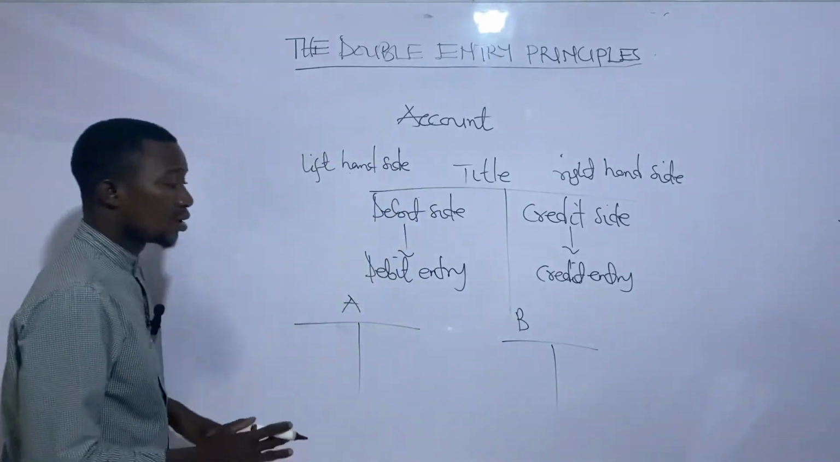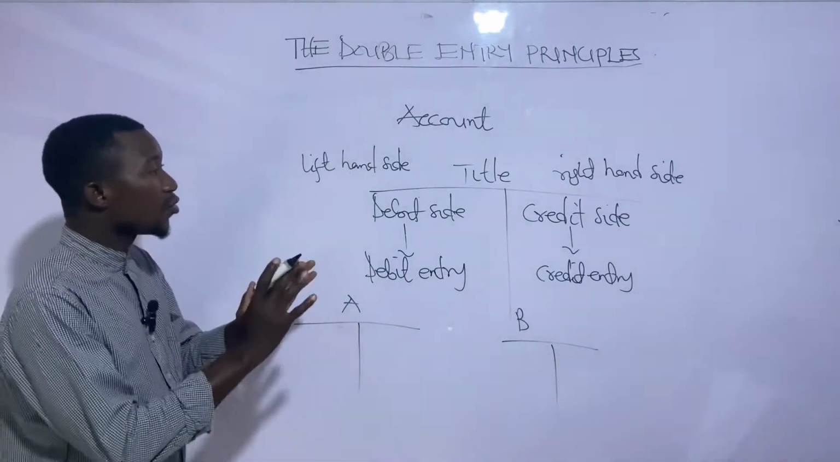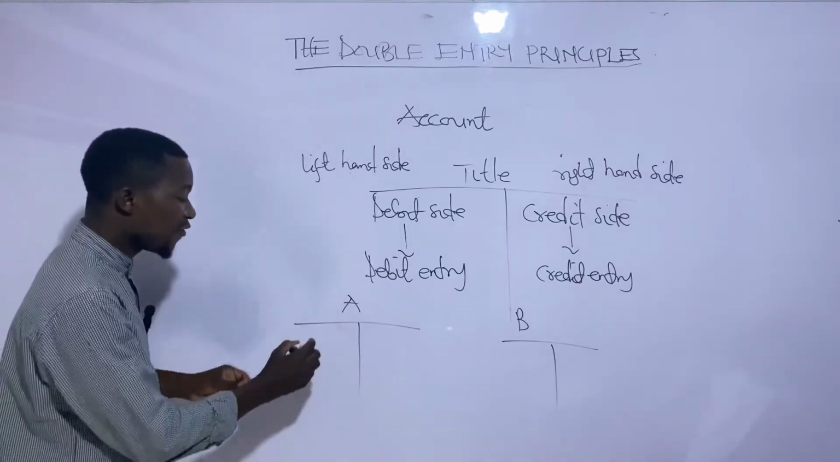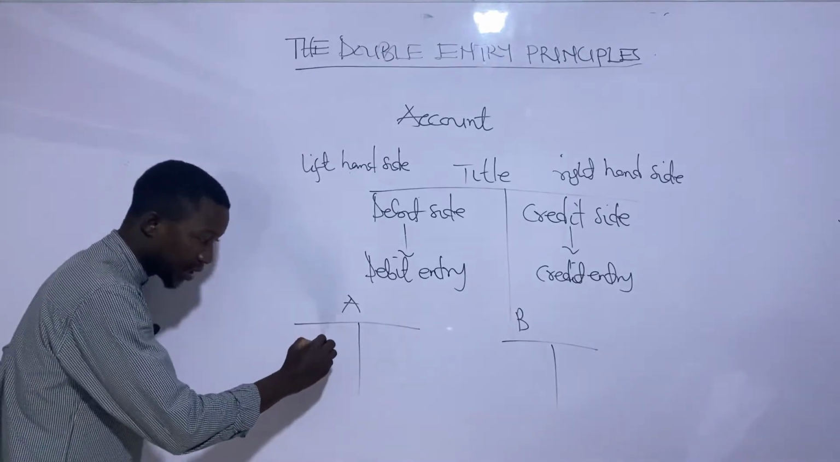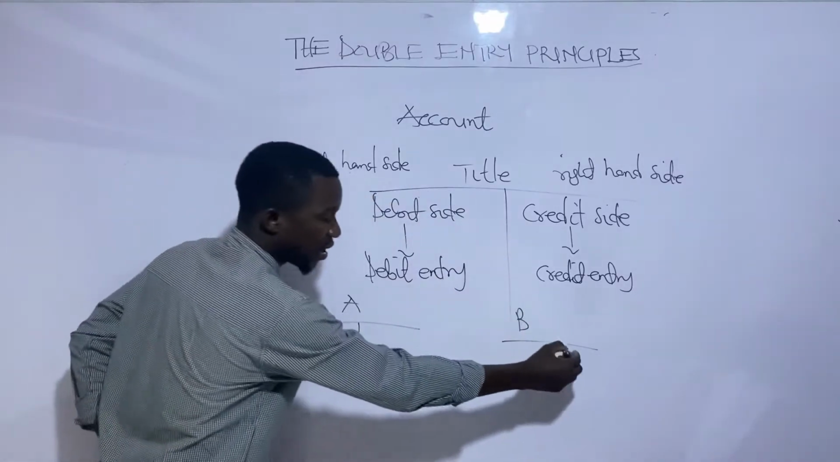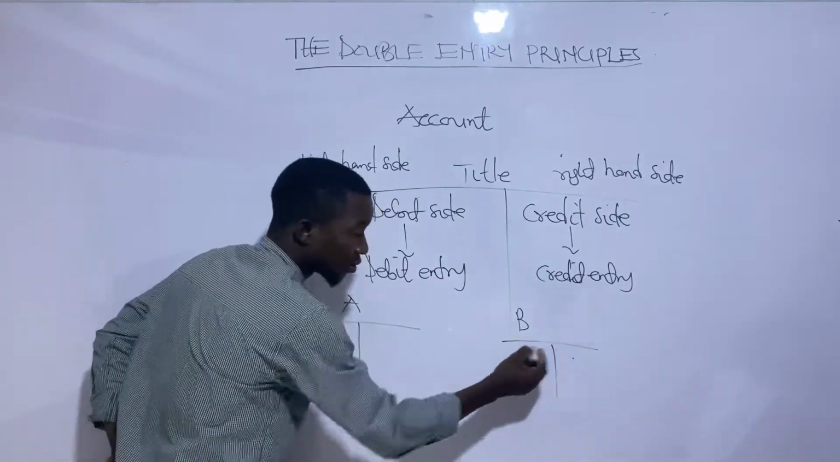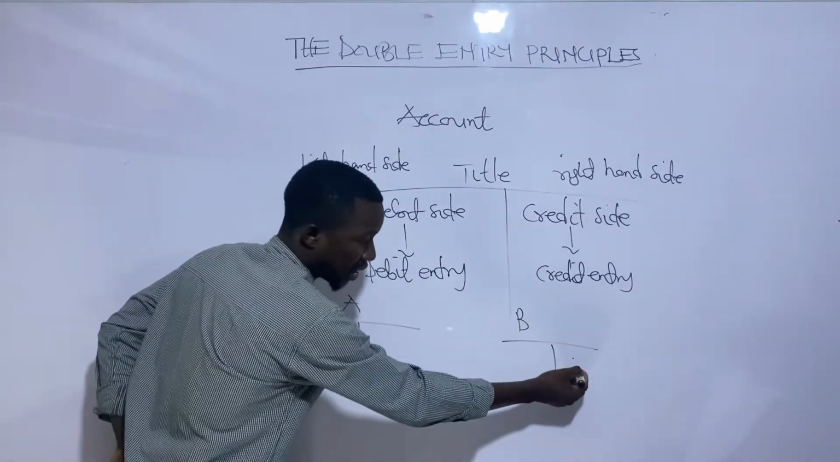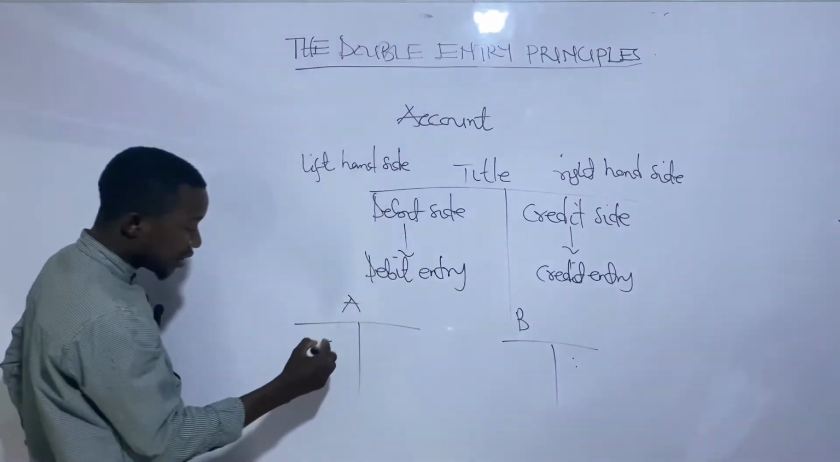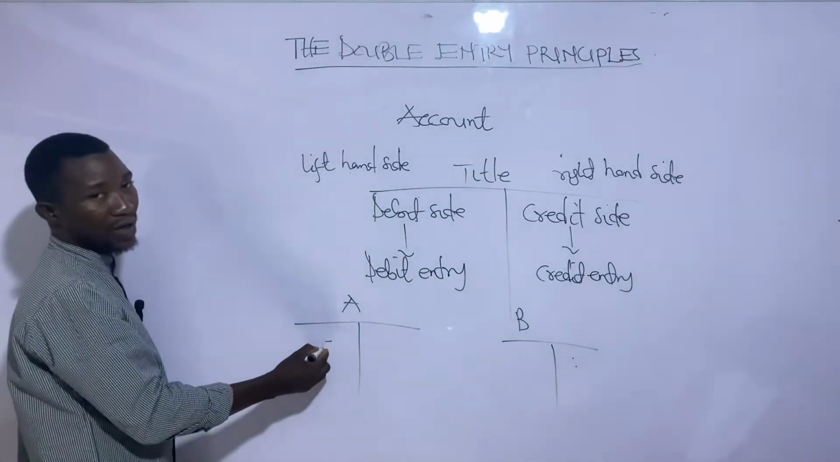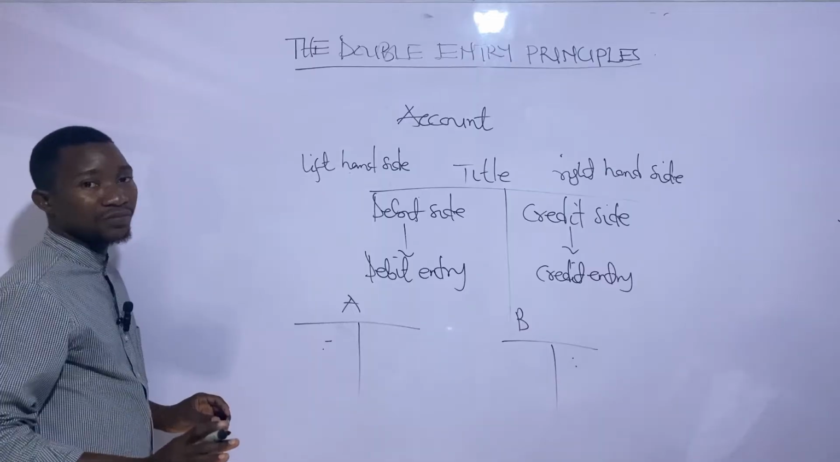The general rule over here is that for every debit entry, there should be a corresponding credit entry somewhere. And for every credit entry in another account, there should be a corresponding debit entry in another account. That is the general rule.